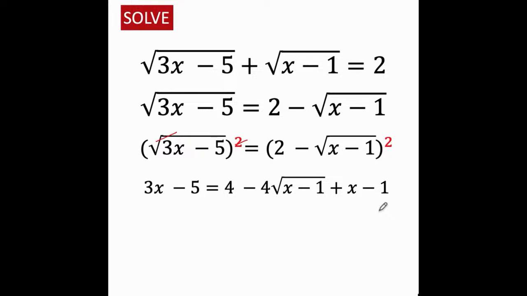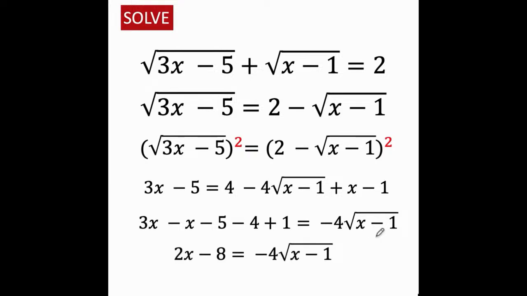Then let's gather all those like terms, and this is what we have. We have this 3x, this plus x here becomes minus x at the left. We copy the minus 5, then this plus 4 here becomes minus 4 at the left side of the equation, and this minus 1 becomes plus 1. At the right side, we have negative 4 times the square root of x minus 1. Then combine like terms to get 3x minus x equals 2x, minus 5 minus 4 is minus 9 plus 1, that's minus 8. Then copy the right side.